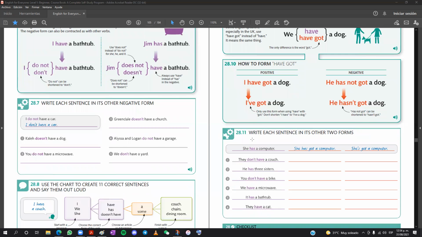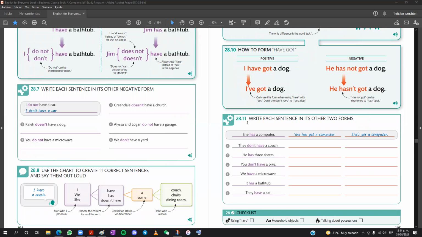Ahora, write each sentence in its other two forms. Entonces, she has a computer. She has got a computer. She's got a computer. ¿Cómo sería aquí?